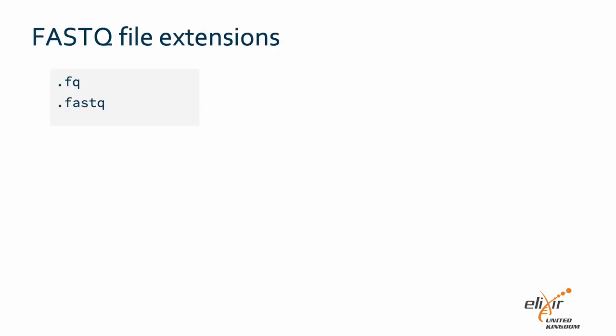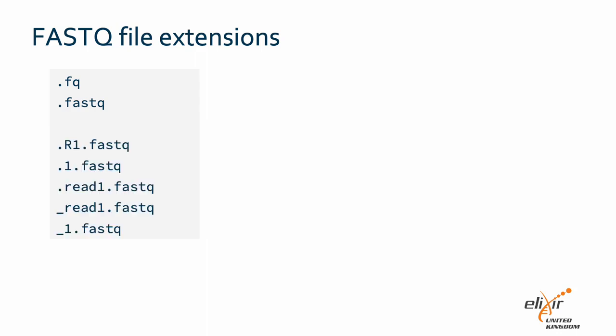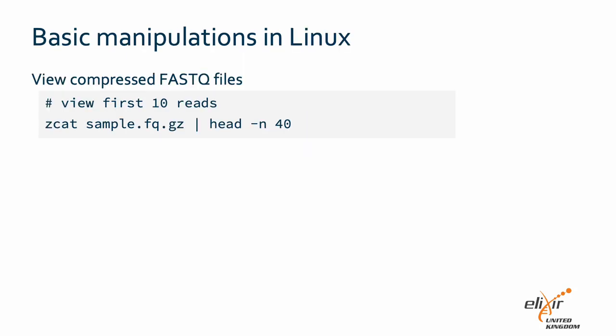There is no set requirement for FASTQ extensions, but they typically follow these conventions, including indicating read pairs. As FASTQ files are so large, they are typically zipped, most often in .gz compression. You're likely to want to look at these files in a Linux environment. Use zcat and head to check the first few reads, remembering they come in blocks of 4 lines.